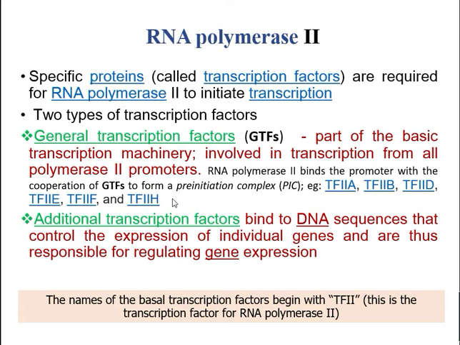Now, what do they do? They will bind with RNA polymerase II at the promoter to form a complex which is called the pre-initiation complex. So for initiation of transcription to commence, RNA polymerase II has to necessarily bind to these transcription factors. It is applicable to all genes, that is why they are called general transcription factors.